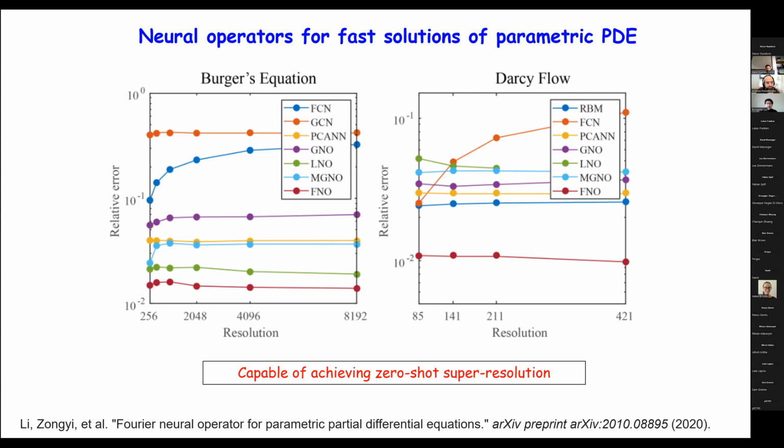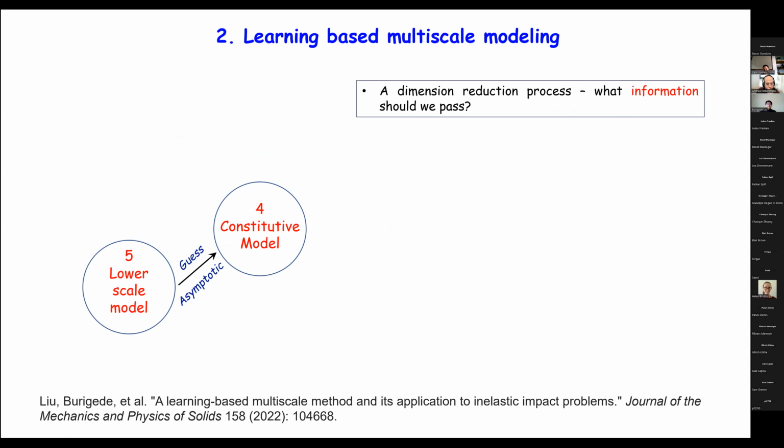And really the idea is that we can achieve the so-called zero-shot super resolution. So you don't need to retrain it. You can just train it on one resolution, and then you can use it on other resolutions without sacrifice in terms of the approximation error. And that brings the end to my discussion of the first question.